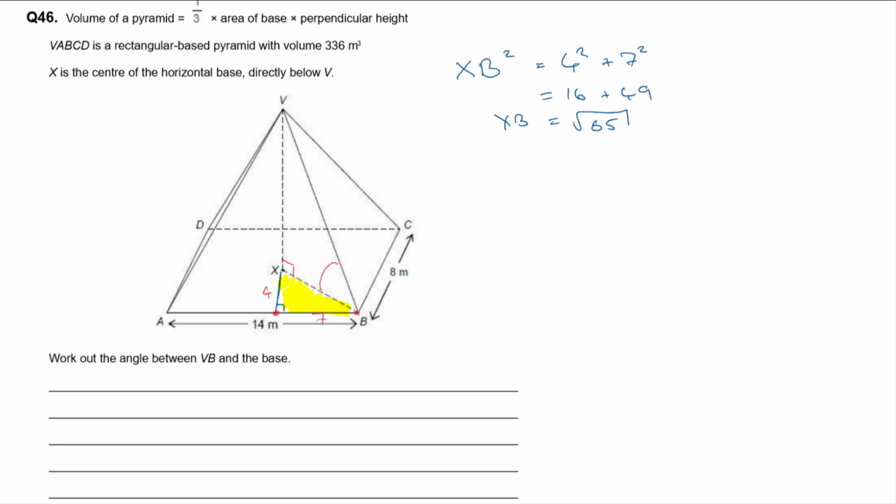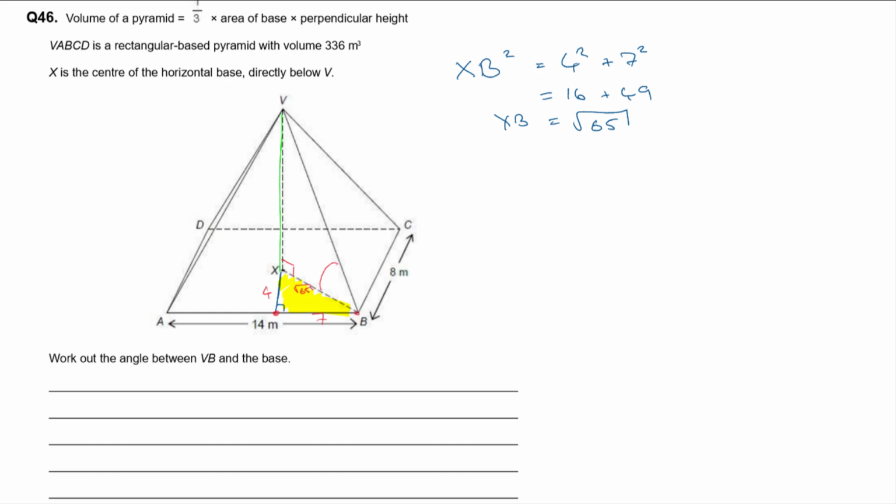Just add that into my diagram. That is root 65. So I know one thing in the triangle BXV now, but I need to know another thing. The next thing I want to find is this length.